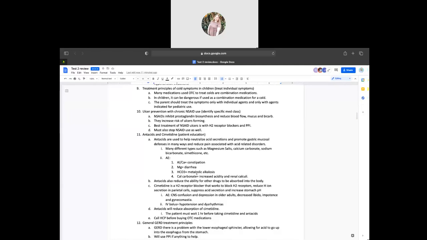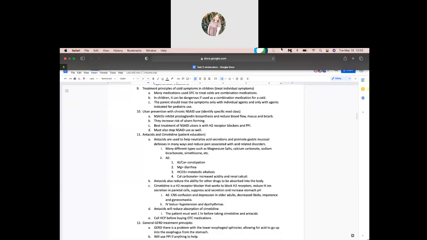Now we're going to talk about treatment principles of cold symptoms in children. Many medications used over the counter to treat colds are combination medications. For example, right here I have some DayQuil. The medications used in this formula are acetaminophen, dextromethorphan, guaifenesin, and phenylephrine hydrochloride, HCl. This is a combination medication because there are at least 3 or 4 medications used in this formula to help treat cold and flu symptoms.